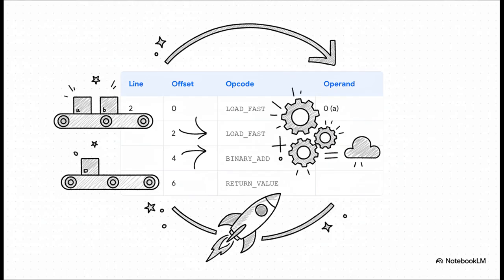And there it is. That simple little addition function breaks down into just 4 bytecode instructions. First, you see LOAD_FAST pushes our variables A and B onto the stack. Then BINARY_ADD does the actual math. And finally, RETURN_VALUE sends the result back out. This little sequence, this is what the Python interpreter is actually doing.